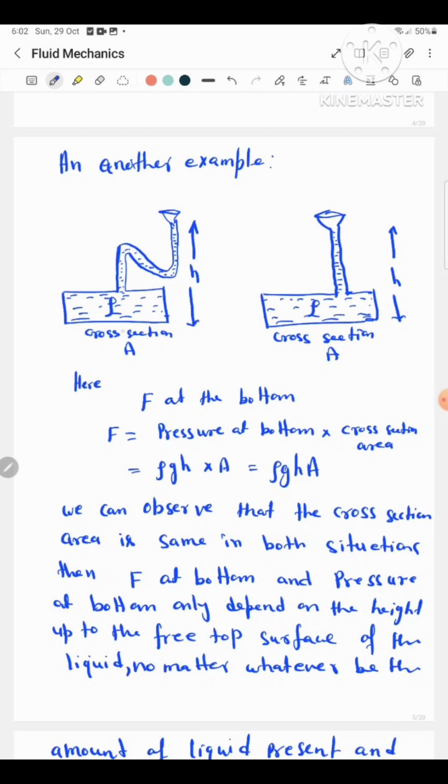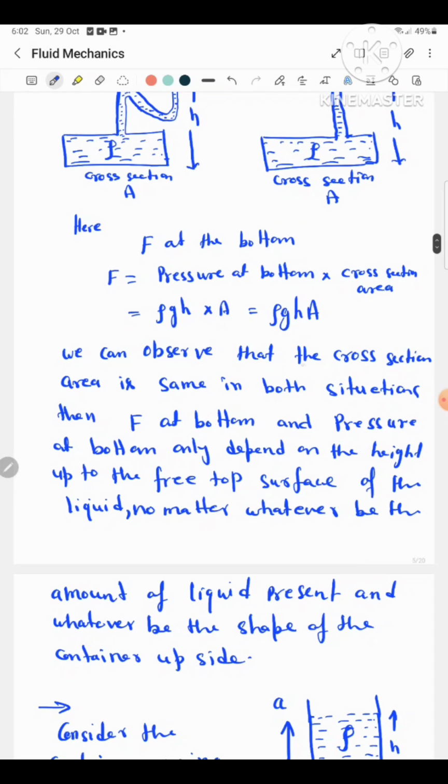Hence the force at the bottom, F, is equal to pressure at the bottom times cross-sectional area, which is rho g h times A, in both situations, because pressure will be the same at the bottom of both containers. It only depends upon the height and not upon the shape and size of the funnel and whatever liquid is contained in the funnel and the vessel.